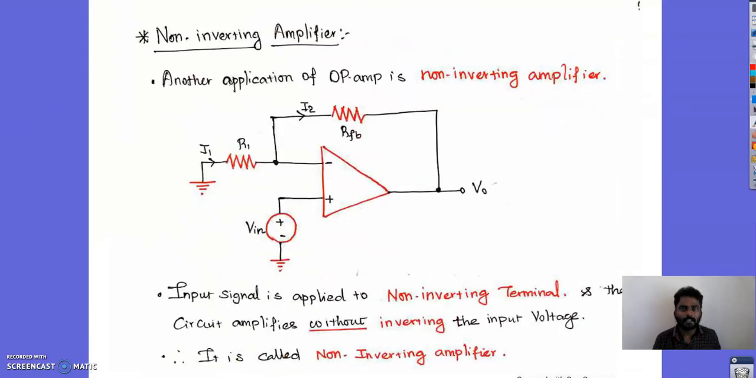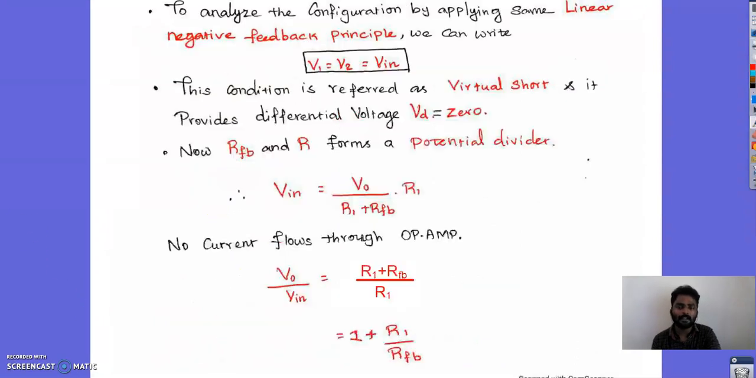And coming to the non-inverting amplifier, here the inverting side is grounded, and the input is given to the non-inverting terminal. That is why this type of amplifier is termed a non-inverting amplifier. The input signal is applied to the non-inverting terminal, as I said earlier. The inverting input is grounded, and V1 is made 0. This type of amplifier is called a non-inverting amplifier.